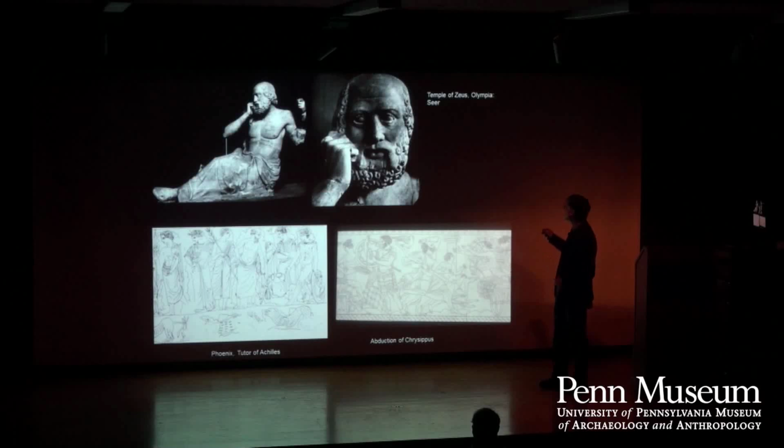And so you see here one of the earliest Bearistic types we have. This is just the very beginning, just some lines on the forehead and around the eyes, the so-called seer from the pediment of the Temple of Zeus at Olympia.